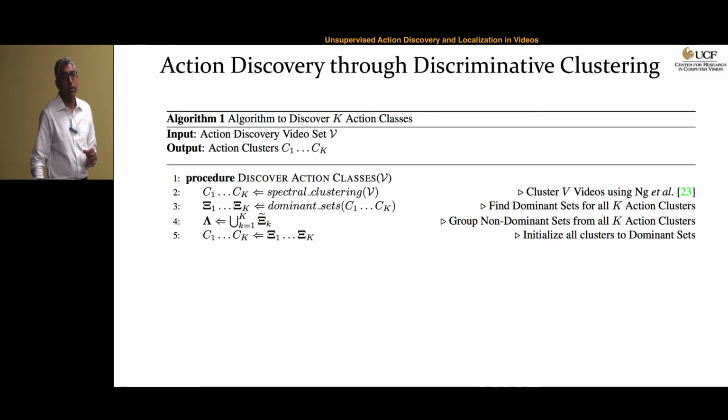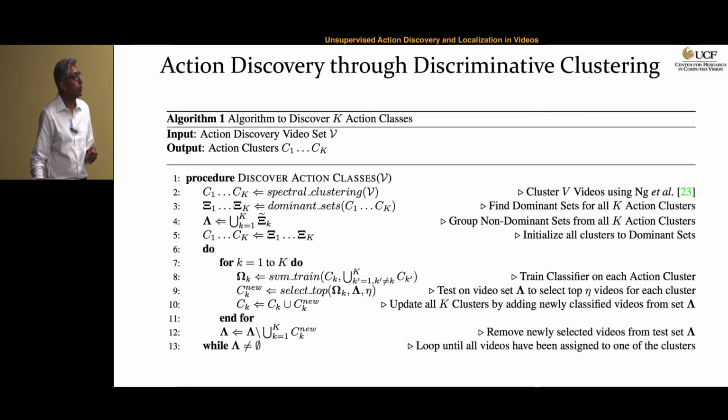Then we perform an iterative approach where we use the dominant set from each one of those clusters to train an SVM classifier, where the dominant set is the positive examples and all the remaining videos from the non-dominant sets are negative examples. We perform this iteratively where we use the classifier to select the top n videos, and each one of those videos is added to the cluster itself. This is performed in an iterative manner until we have no more videos left in the non-dominant set.